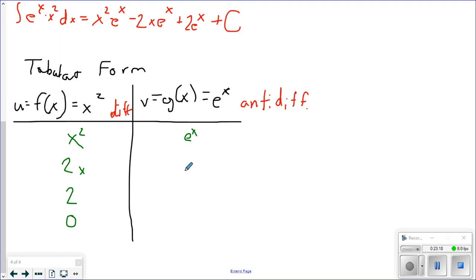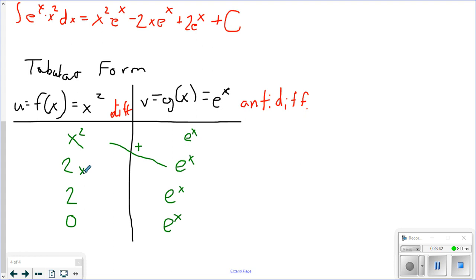All right, and then now we have e to the x. We're going to anti-differentiate e to the x. Happens to be e to the x. We anti-differentiate again and get e to the x. We anti-differentiate that and get e to the x. These are not always the same, but oftentimes they are. So this is your u, that's your v. So that's uv, and that'll be positive.